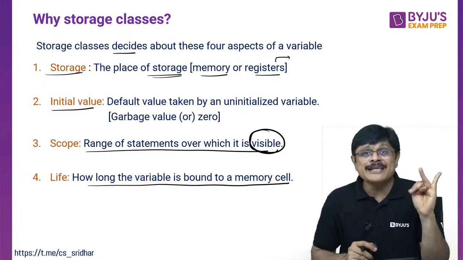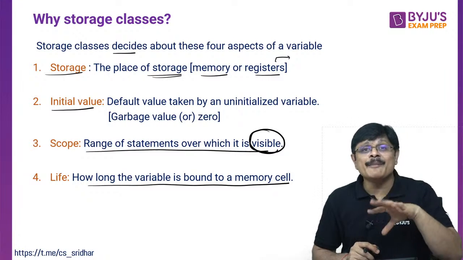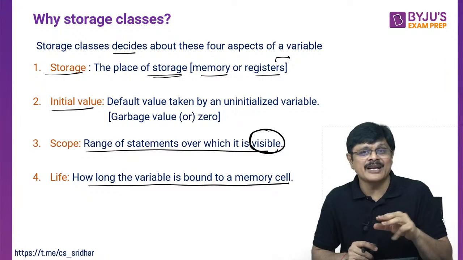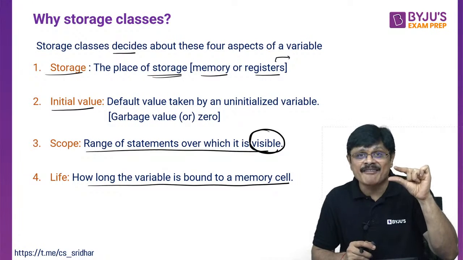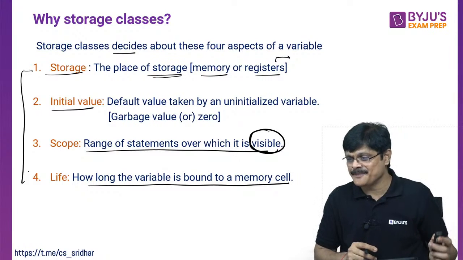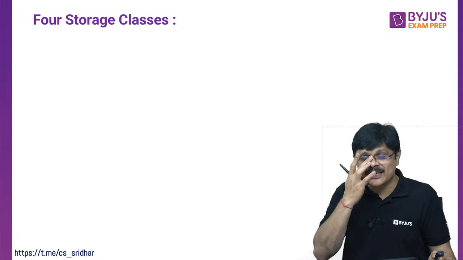See, life means how long the variable is available. At some places a variable may not be visible, or it may be dominated by some local variables. Am I clear? But life means how long it is available. So all these four pieces of information are given by storage classes, my dear friends. Now there are four storage classes.